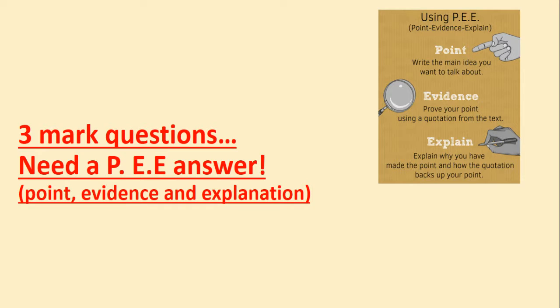Great work, Year 5. 3-mark questions need a PEE answer. That is, point, evidence, and explanation. Remember, your point is your main idea that you want to talk about. Your evidence is where you prove your point using a quotation from the text. And your explanation is where you explain why you have made the point and how the quotation backs up your point.